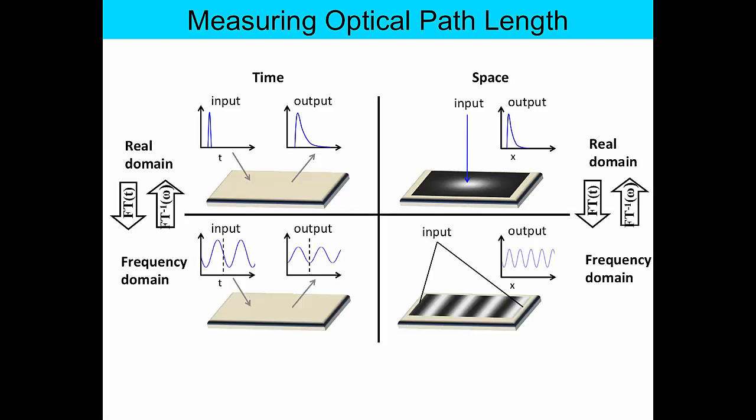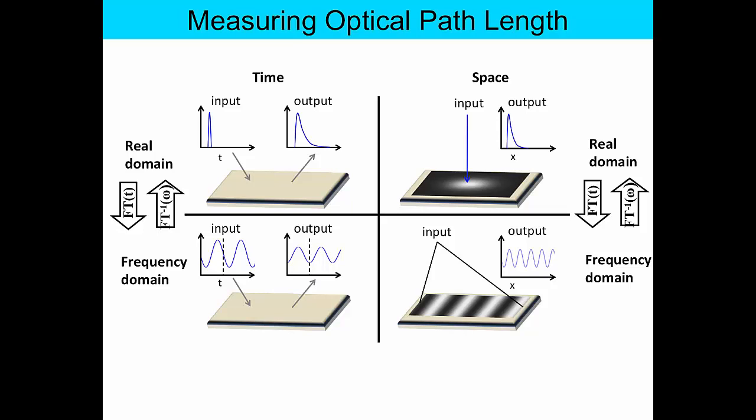Or if we work in the frequency domain, then we can take a sinusoidal input in time. That's the Fourier transform of a pulse. If we want to capture all the frequencies in the pulse, then we would change the sinusoidal input to multiple frequencies. And then the output would be a wave that's attenuated or damped, and the phase will also be shifted from this input function.